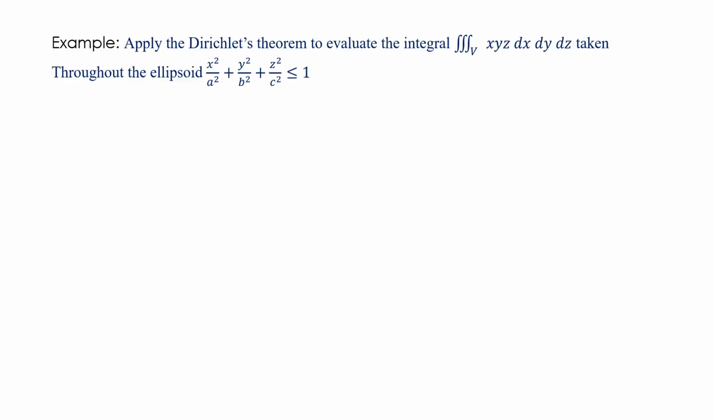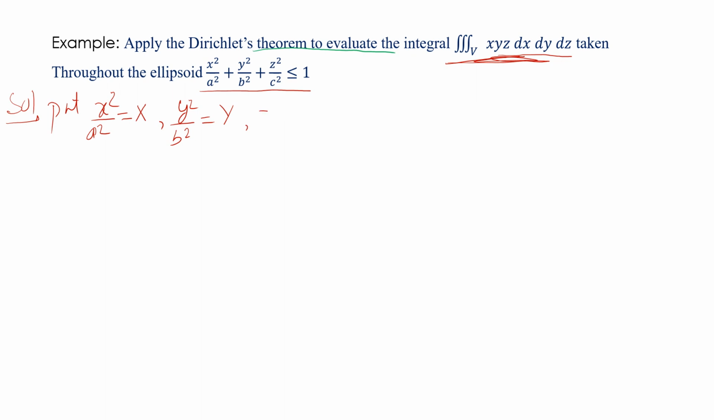Let's discuss some examples here. Apply the Dirichlet theorem to evaluate the triple integral of xyz dx dy dz taken throughout the ellipsoid. The region is an ellipsoid, so we use the Dirichlet theorem. First we convert the integral into the form of the Dirichlet theorem. Here we put x squared upon a squared equal to capital X, y squared upon b squared equal to capital Y, and z squared upon c squared equal to capital Z. From that we can write x squared equals a squared capital X, y squared equals b squared capital Y, and z squared equals c squared capital Z.